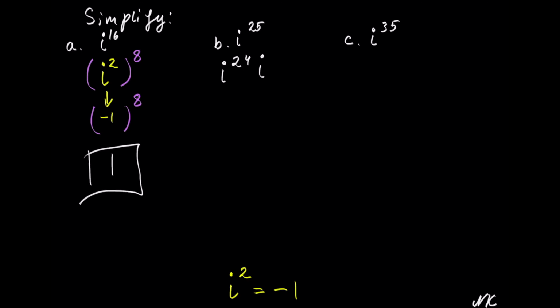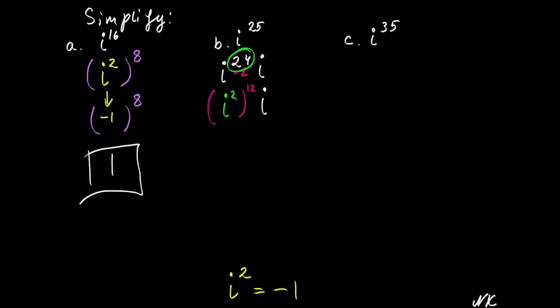Now on this step we can factor out the second power from 24 and have i squared raised to the 24 divided by 2, which gives us 12. 2 times 12 gives us 24 back, and times i at the end. So effectively we have i to the power of 2 times 12 plus 1, which gives us 25 back.